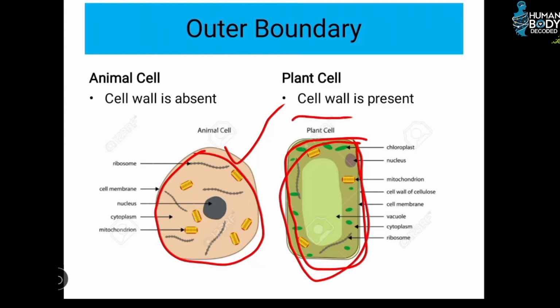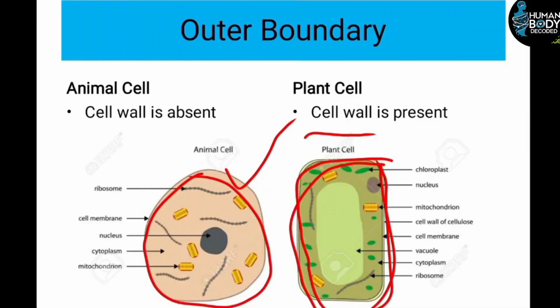The materials that make up these boundaries are different. The cell wall is rigid, giving structural support, while the cell membrane is more flexible.